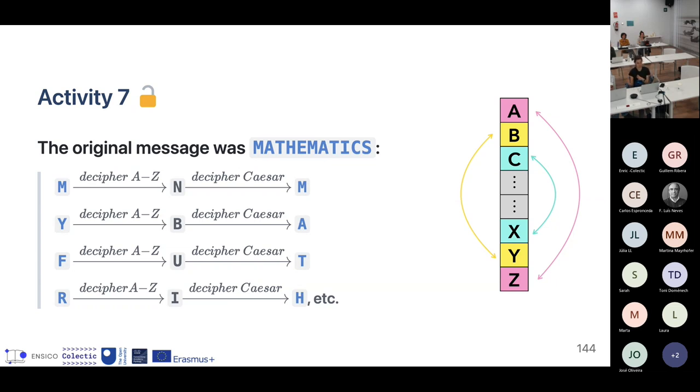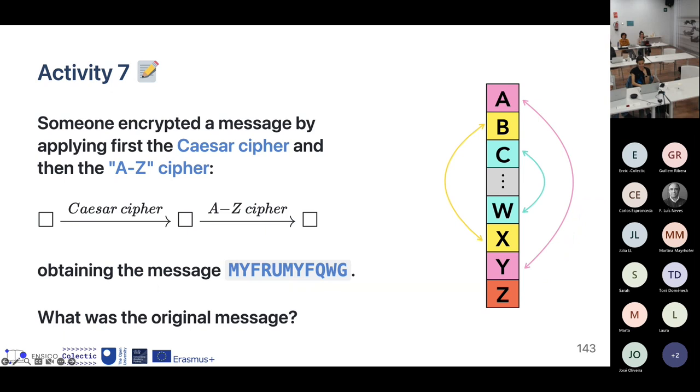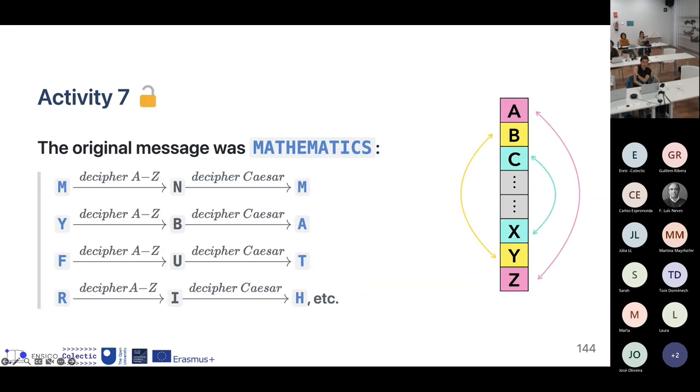So if we applied in last place the AZ cipher, it means that when we want to decrypt the message, we need to decipher AZ first, and then we need to decipher Caesar. So we first undo AZ, and then we undo Caesar, right? Because if I do action one and I do action two, and I need to undo this, I undo first action two, and then I undo action one. I think this is more or less intuitive. And so the answer was mathematics.